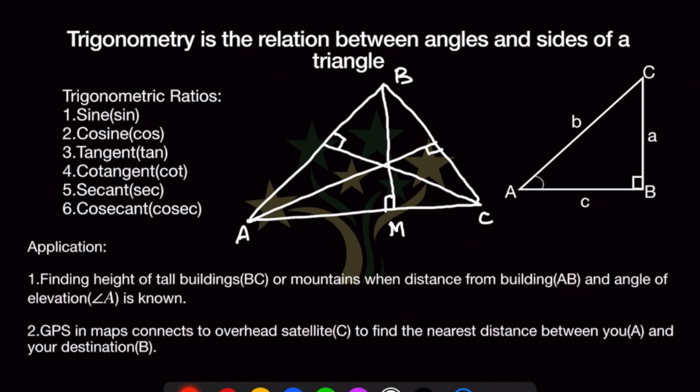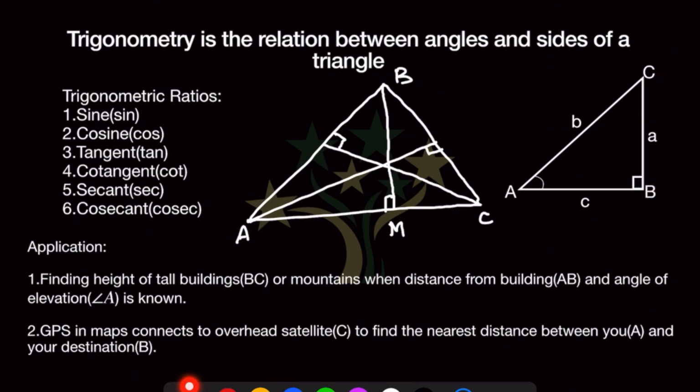So what are the applications of trigonometry? Trigonometry finds application in finding the height of tall buildings. Let's say this is a system. We have BC, which is the building height that you want to find, and you are standing at A, and you know the angle of elevation to the top of the building C. Using these three pieces of information and the trigonometric ratio, you can find the height of the building.